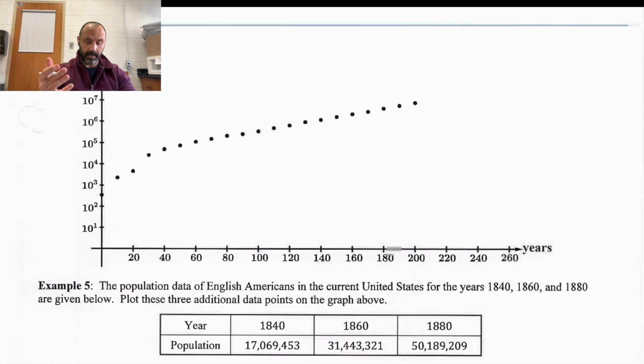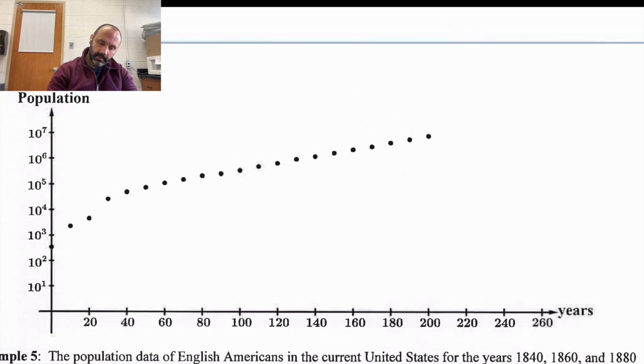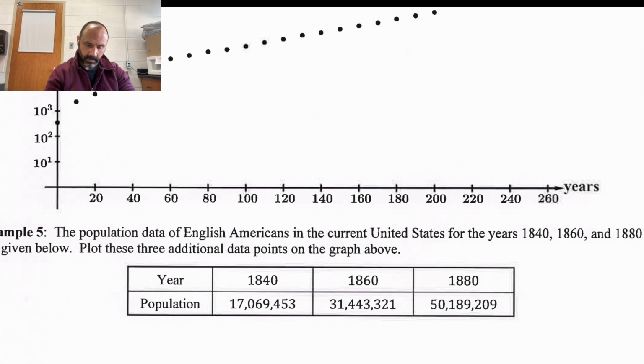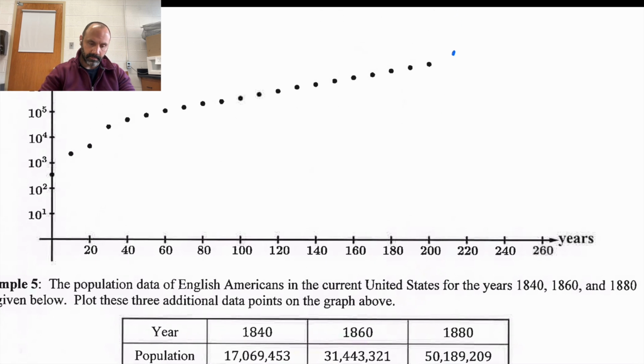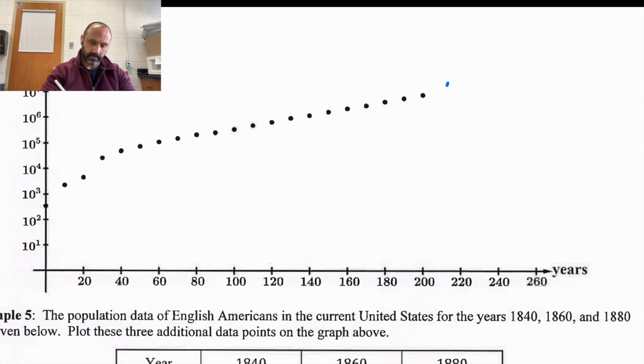So I take a look at, I've got 17 million. That's in the 10 to the 7th range, so this is going to be in the beginning here. I've got 10 to the 7th, so I'm going to be just above that. I'll do this in blue. 1840 is 220 years after, and that'll be here, trying to line it up on the side there. The next one is 31,000, so that's going to be up there too, just a little bit more.